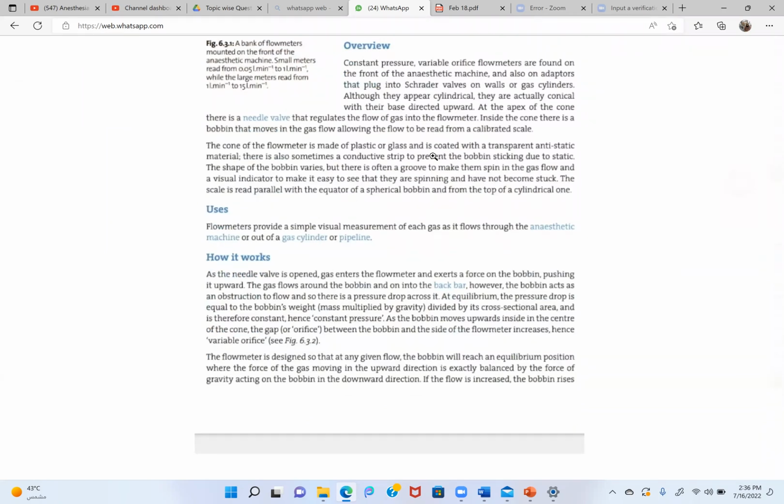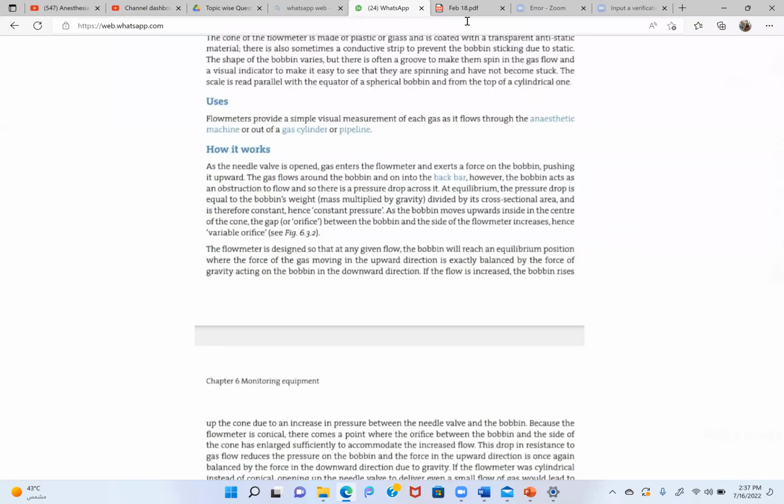Kindly repeat, cylindrical or spherical? If it is like a sphere, it has to be read from the center of the ball. And if it is the normal rotameter, majority of machines have this bobbin. So if this bobbin is there, you have to read from the top. And if it is the spherical one, as they have mentioned here, you have to read through the equator. Equator means the center.